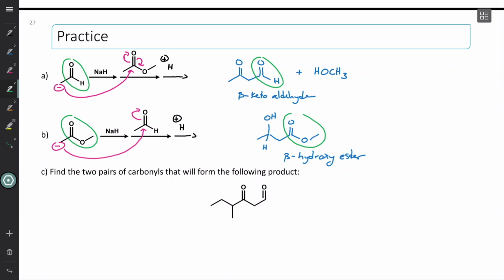Especially, but basically that unit is on the end unchanged. Okay, let's do kind of a retro. Find two pairs of carbonyls that will form the following product. This is a beta ketone, right? So what does that tell us? That means that the ester was the electrophile.